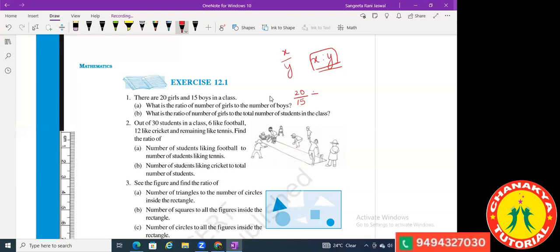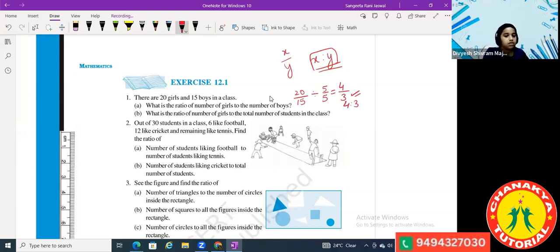So whenever you have a fraction in this form, you can always bring it to the lowest form. How do you bring it to the lowest form? Ma'am, by simplification, by dividing. By dividing, okay. With what number will you divide this? Ma'am, by 5. I can divide both numbers by 5. So 5 fours are 20, and 5 threes are 15. So the lowest form of the fraction is 4:3.